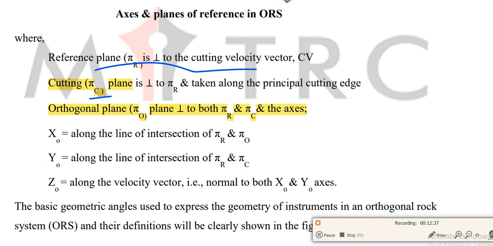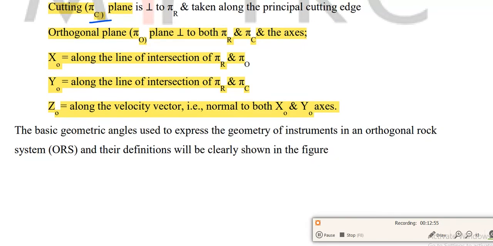The axis x naught should be along the line of intersection of pi r and pi naught, and y naught is along the line of intersection of pi r and pi c, and z naught is along the velocity vector, normal to both x naught and y naught axes. So the basic geometry angles used to express the geometry of the tool in the orthogonal rake system, their definitions will be clearly shown in the figure.